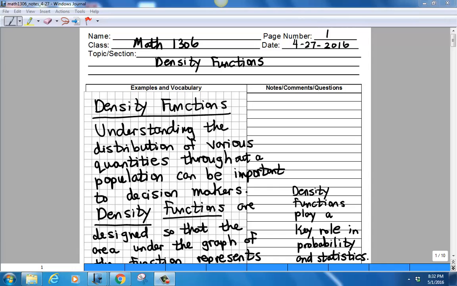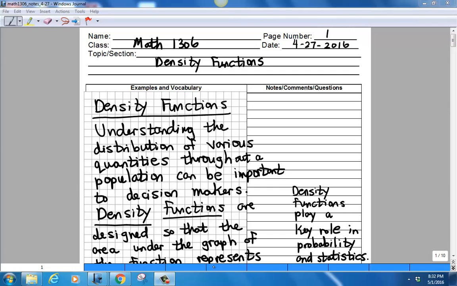One of the chief ways you're going to encounter the problem of integration, that is finding the area under a curve, is in the study of probability and statistics, in particular in the study of what are known as density functions. So density functions play an important role in probability and stats, and density functions are designed to help us understand how a particular quantity or characteristic is distributed throughout a population.